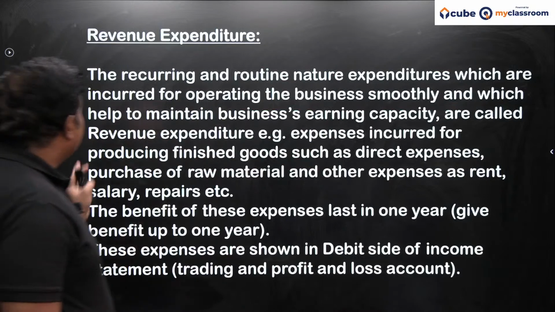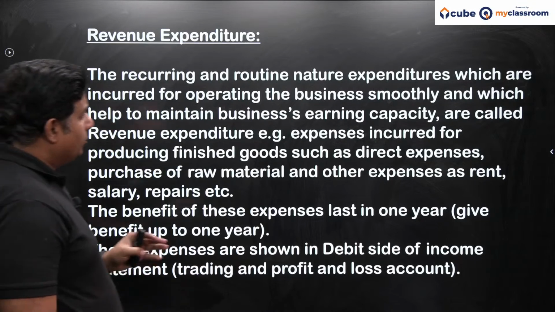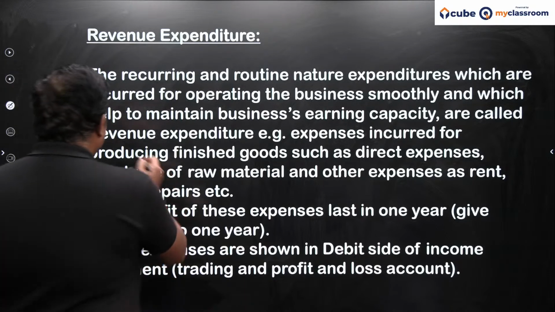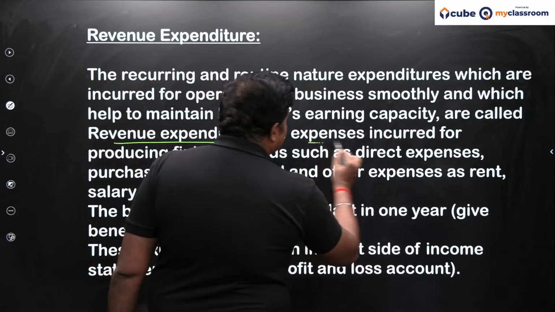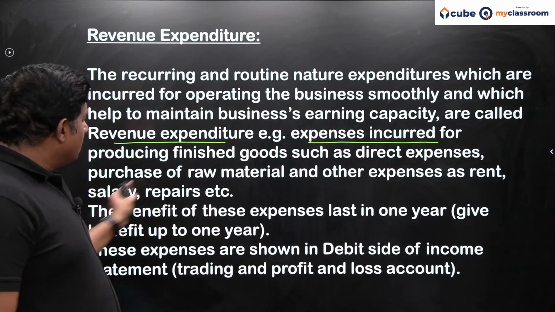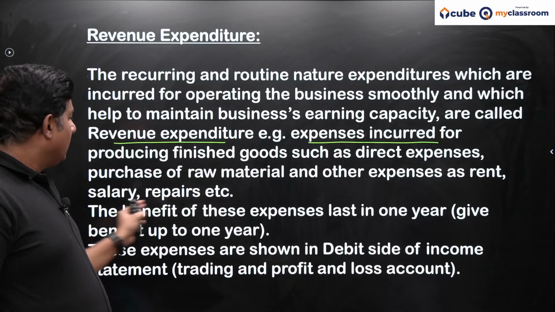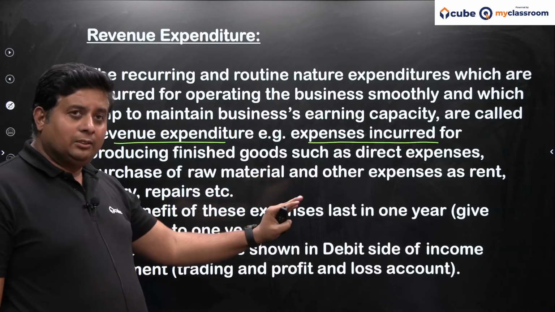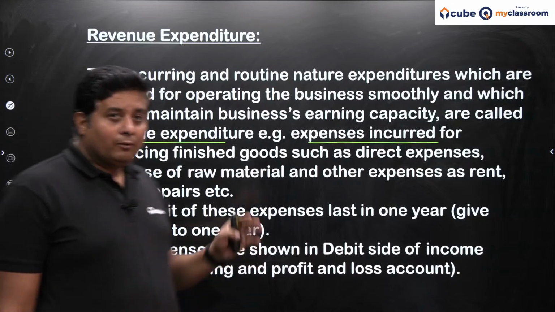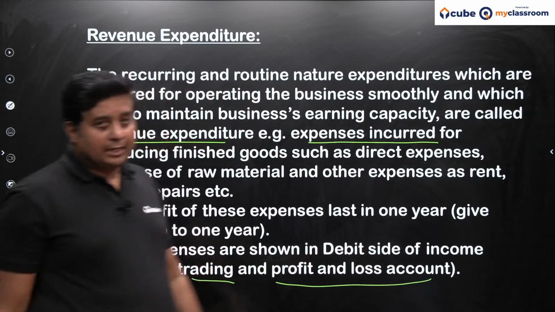Now, revenue expenditure. The recurring and routine nature expenditure which are incurred for operating the business smoothly and which help to maintain business earning capacity are called revenue expenditure. Example, expenses incurred for producing finished goods such as direct expenses, purchase of raw material and other expenses as rent paid, salary paid to the staff, repairs made. The benefit of these expenses last in 1 year. Right, these expenses are shown in the debit side of income statement. When I say income statement, it means trading account or profit and loss account.